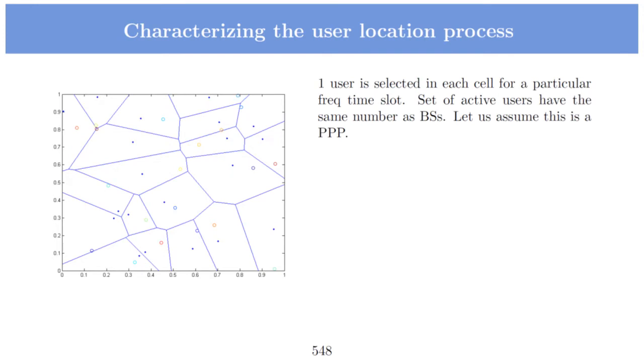Now what we did is we only selected one user in each cell, and that can be random or depending on some scheduling. For a simple case, we just randomly selected. So now each cell will only have one user. If you look, you can very clearly see that this user process is no longer a PPP, because once you select one user in a particular area, you are doing some kind of correlation.